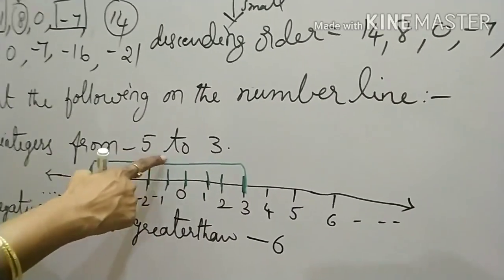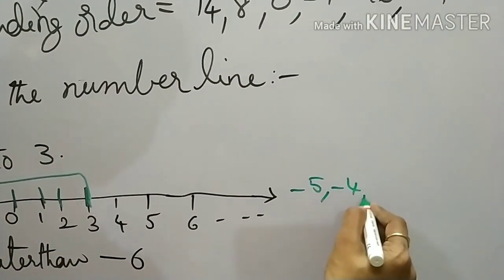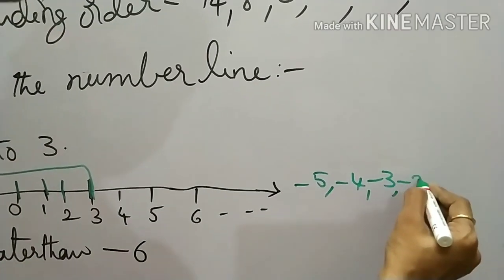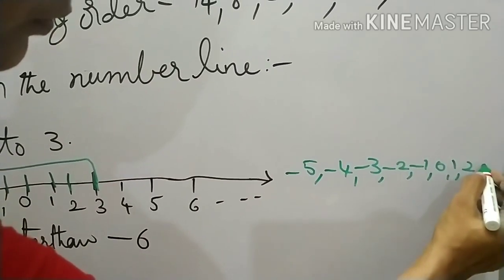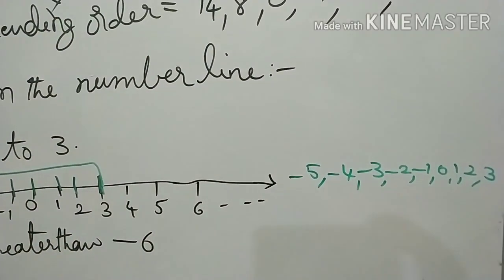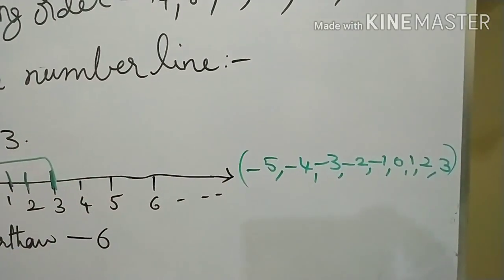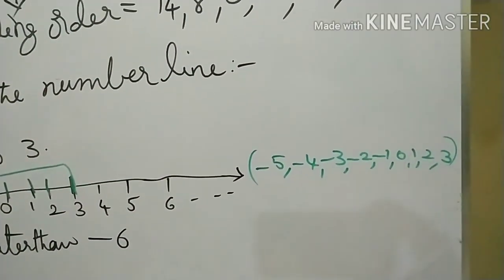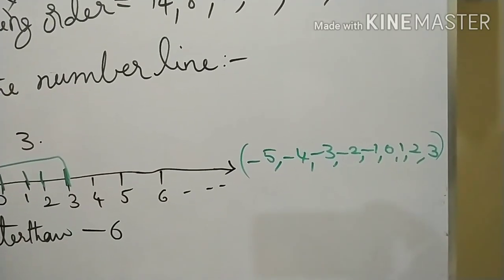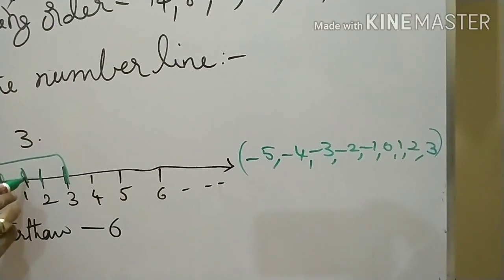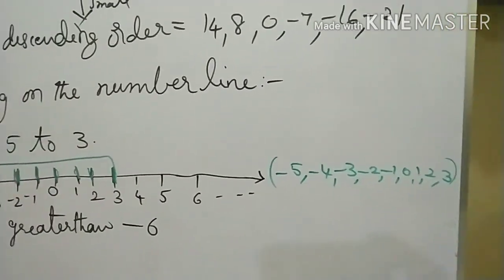How many numbers are there here? Minus 5, minus 4, minus 3, minus 2, minus 1, 0, 1, 2, 3. So from minus 5 to 3, these are the numbers we are plotting here. So these are the numbers here. Like that we have to mention them on the number line. See this one here also.